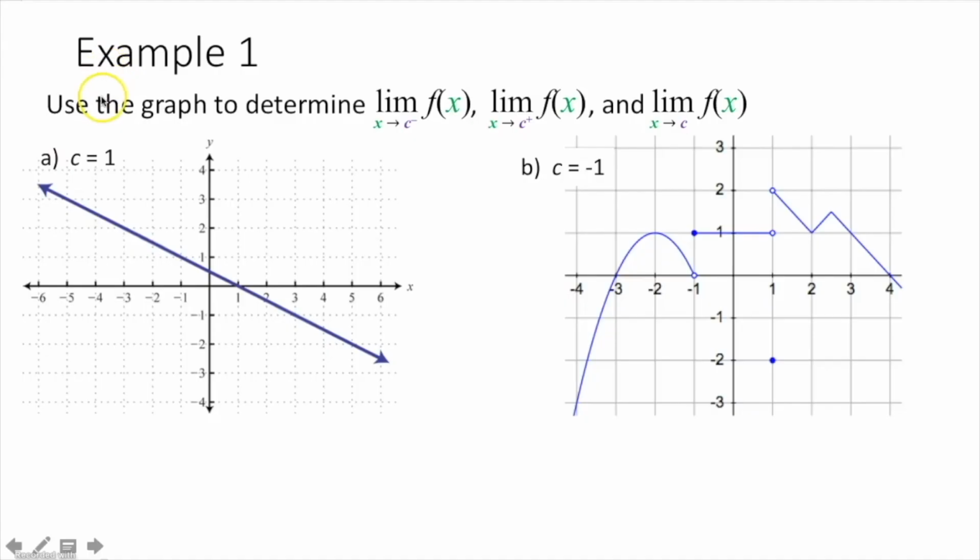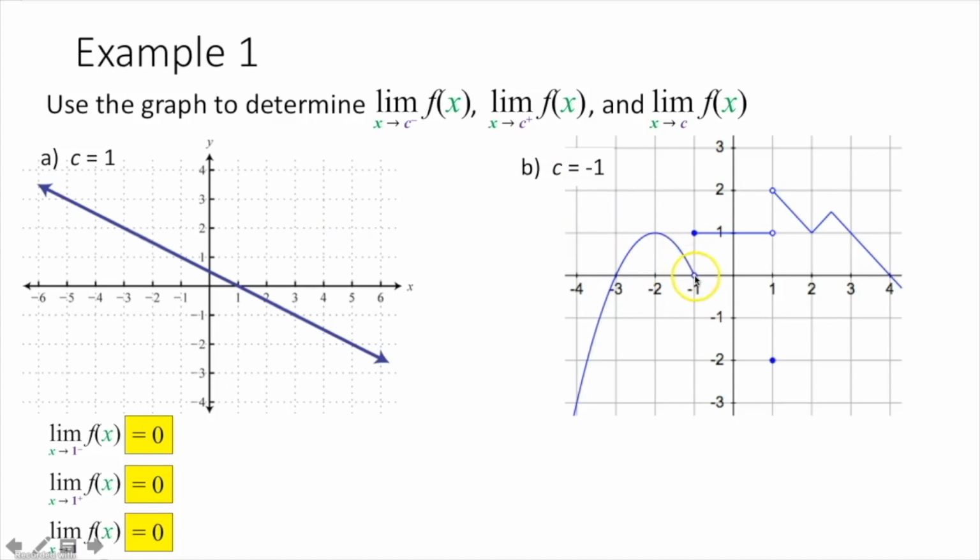Example 1 says use the graph to determine the limit as x approaches c from the left of f of x, the limit as x approaches c from the right of f of x, and the limit as x approaches c of f of x. The limit as x approaches c, which is 1 here. So the limit as x approaches 1 from the left side is going to be a y value of 0. The limit as x approaches 1 from the right side is going to be a y value of 0 as well. Therefore, the limit as x approaches 1 of f of x equals 0.